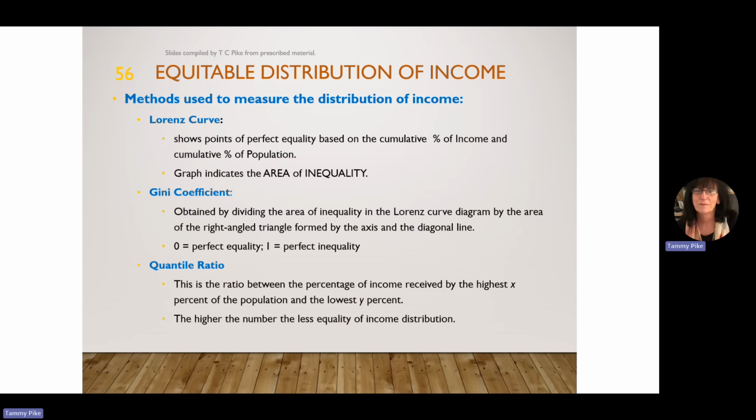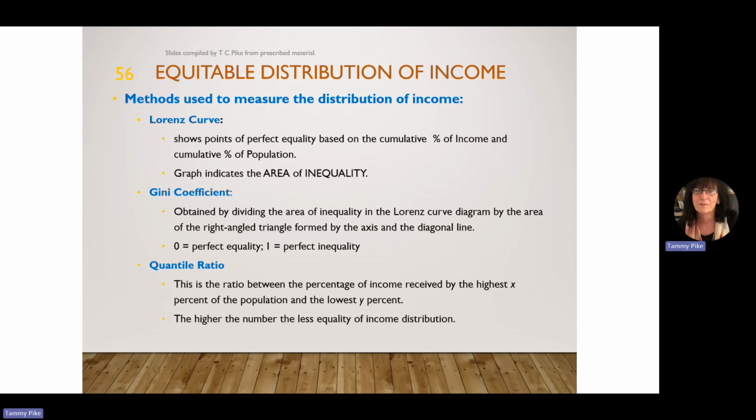Lorenz curve, Gini coefficient, quantile ratio. Remember that these two go together. The Lorenz curve and the Gini coefficient are linked because the Gini coefficient is obtained from the Lorenz curve. All right, so those two are linked, and quantile ratio stands on its own. So make sure you can describe it, and quantile ratio is not easy to describe.